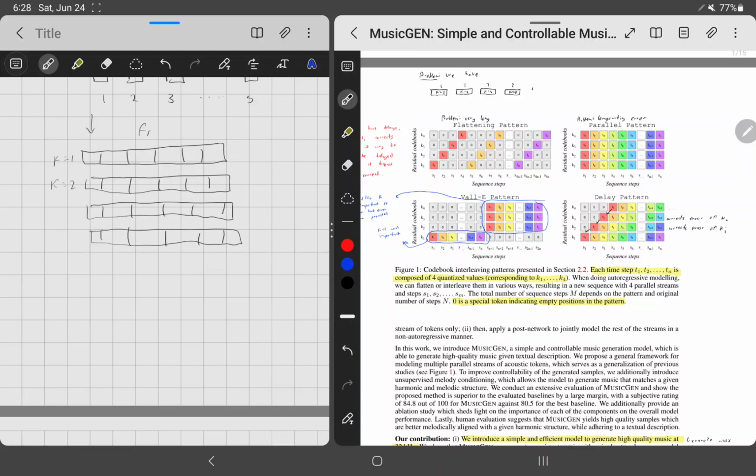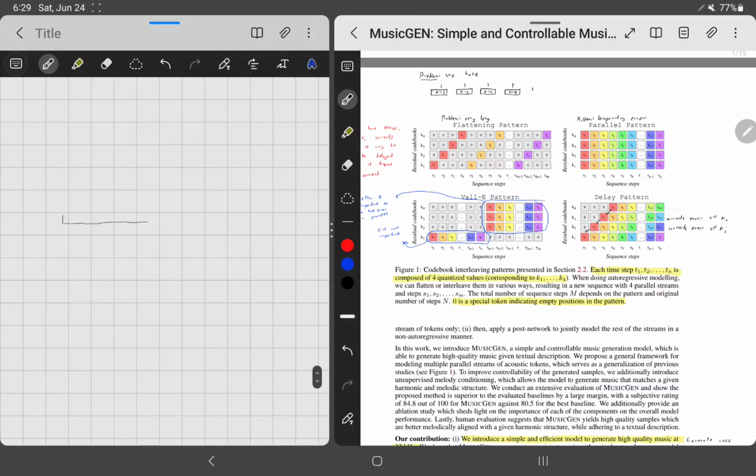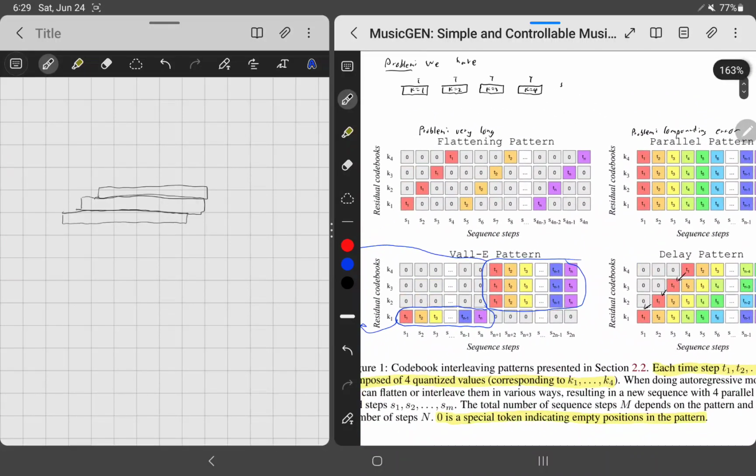So what they do is they say, well, how about we stagger it? So instead of modeling it where we just stack it, we can stagger it a little bit, like this, which is represented in the rest of the diagrams. Actually, not in the volley pattern. So in this case, you stagger it a little bit, kind of like a staircase, like that. And then this is just the 0 or some special token, a special token indicating empty positions in the pattern.